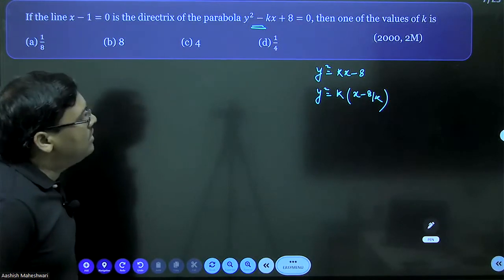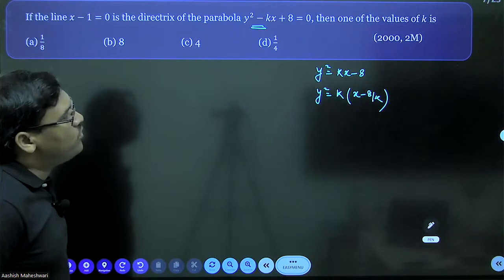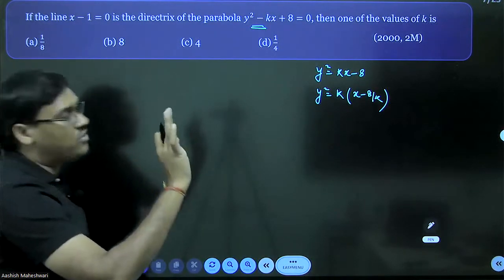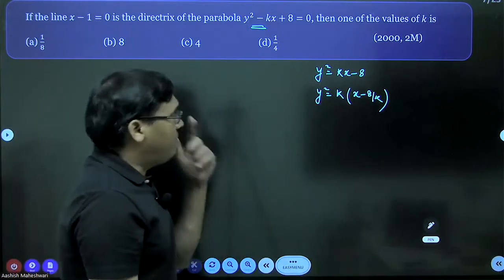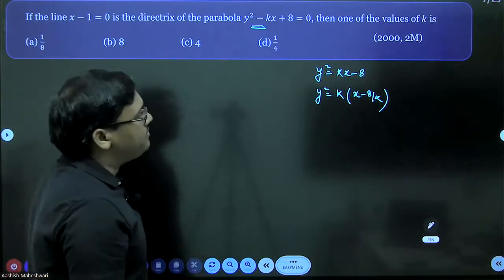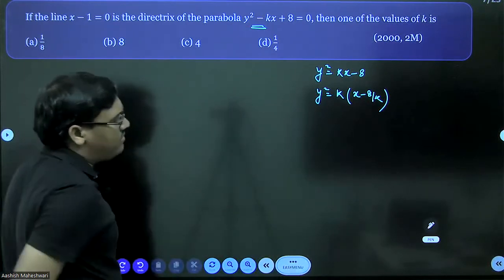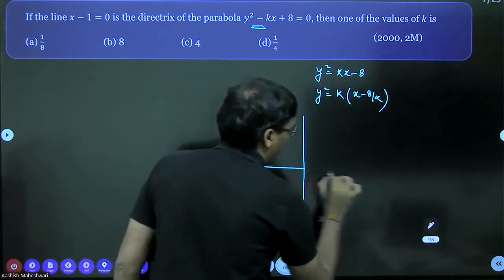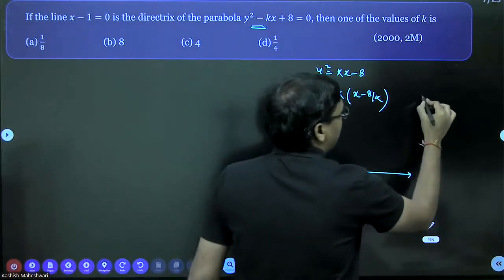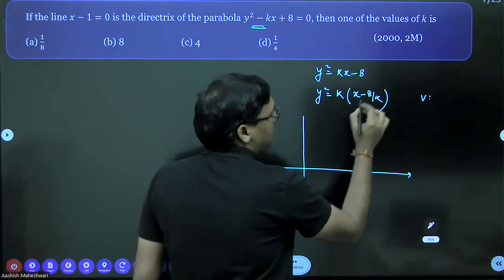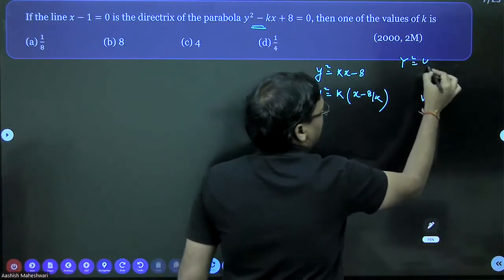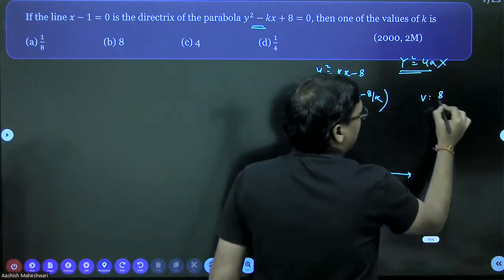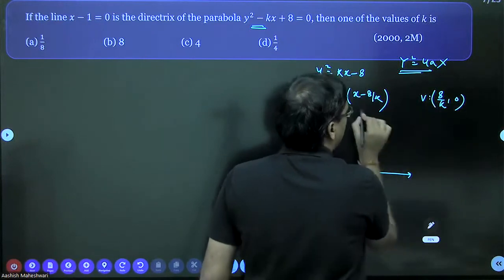Now first you observe here, k can have both positive or negative values, but you can clearly see in options we have only positive values. That means you have to take k positive, right? We can have the negative value case also. Okay, so considering k is positive, what kind of parabola will this be? This is of the form y square is equal to 4ax. So what is the vertex? Vertex will be at 8 by k comma 0.